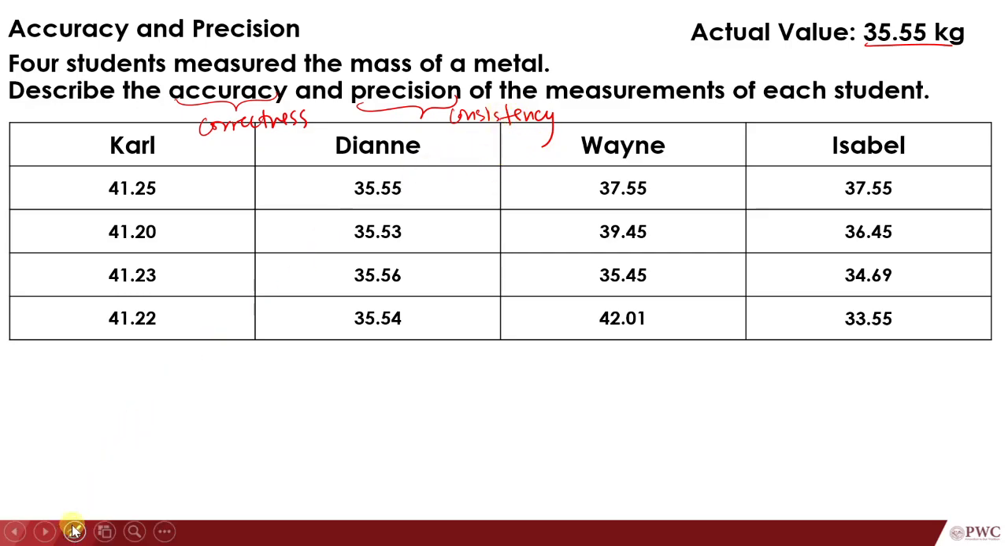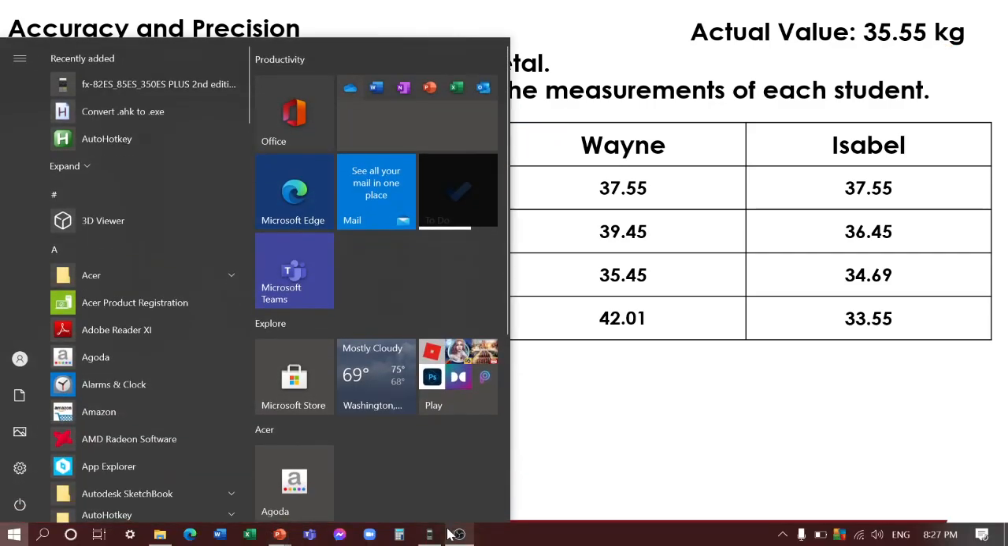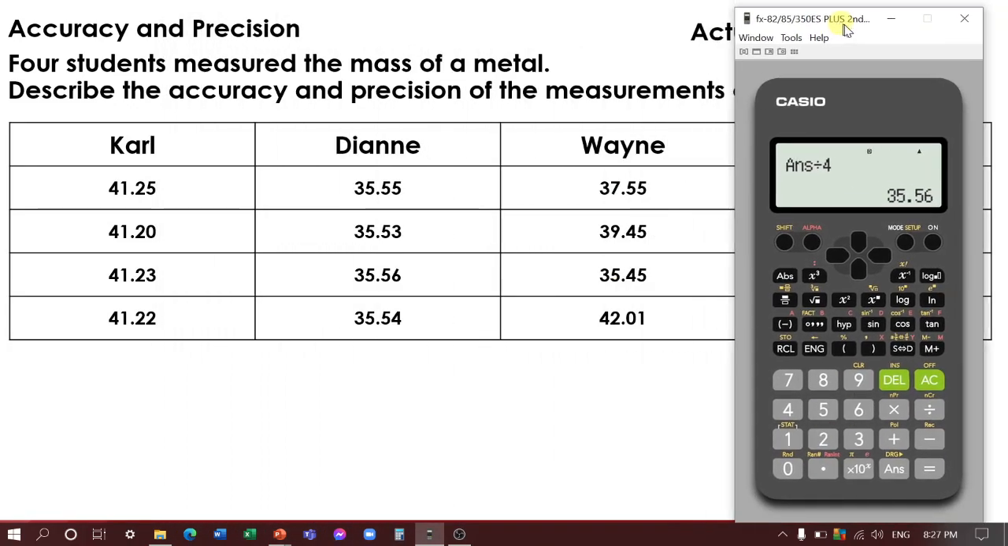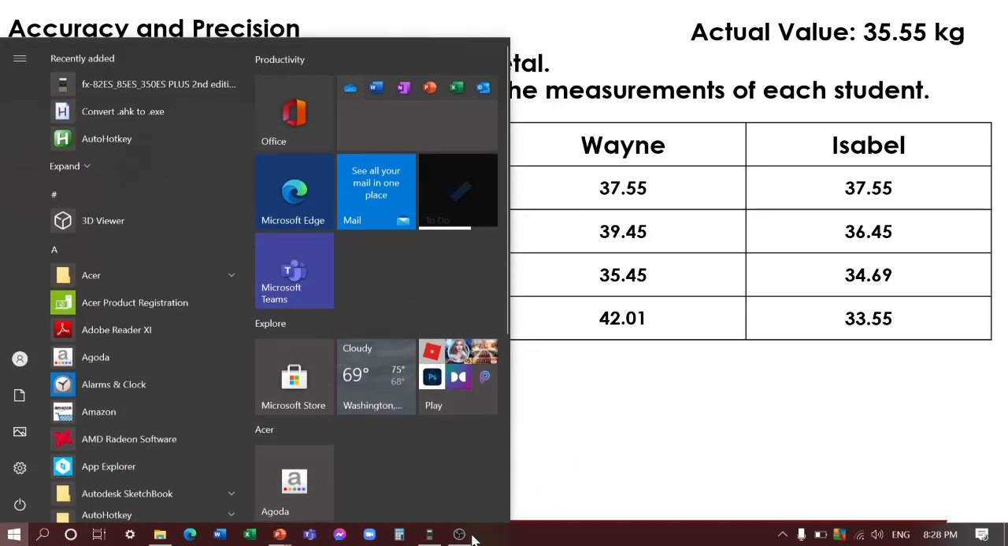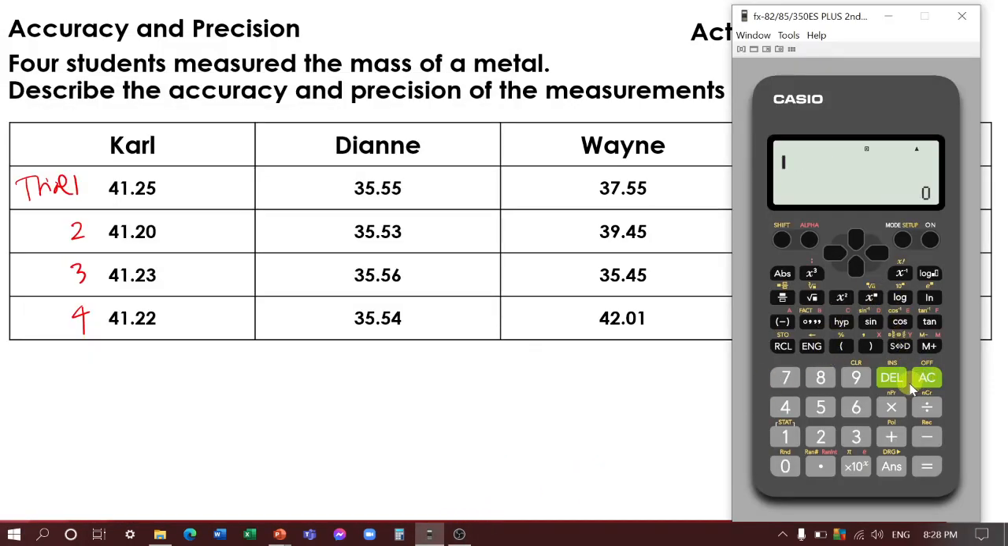Let's start with the measurement of Carl. The first thing, let's get the average of all his measurements. So here are the different measurements. This is trial 1, trial 2, trial 3, and trial 4. Let's get the average of all the measurements. That's 41.25 plus 41.20 plus 41.23 plus 41.22. Divide it by 4.